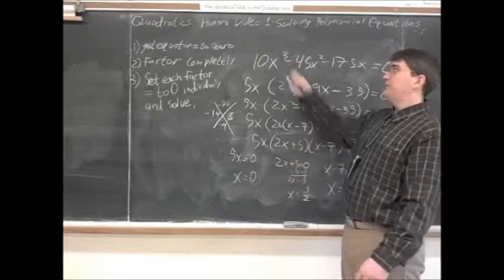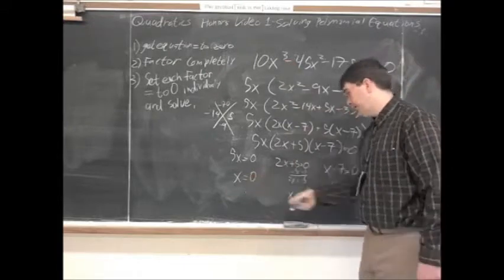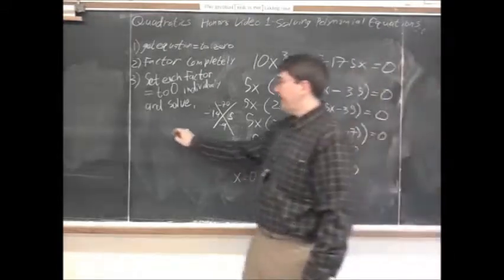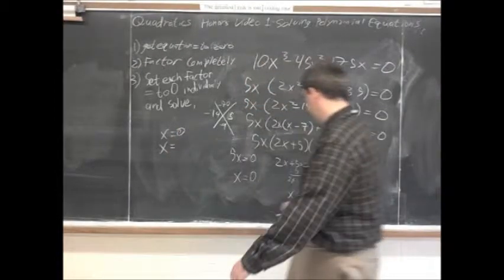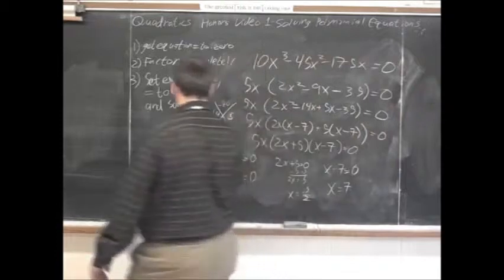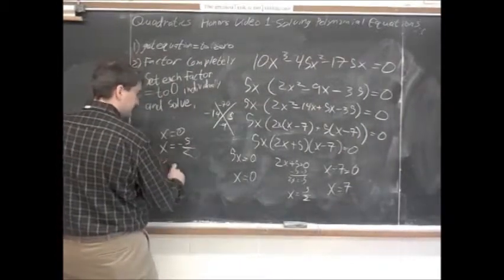I had a polynomial of degree 3, and I end up with 3 solutions. x equals 0, x equals negative 5 halves, or x equals 7.